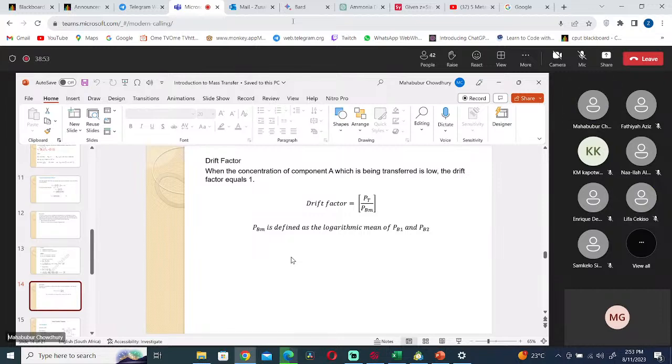Thank you very much. Now let me introduce you to the drift factor. When the concentration of component A, which is being transferred, is low, the drift factor basically equals 1. The drift factor is your total pressure PT over PBM, and your PBM is defined as the logarithmic mean of PB1 and PB2.